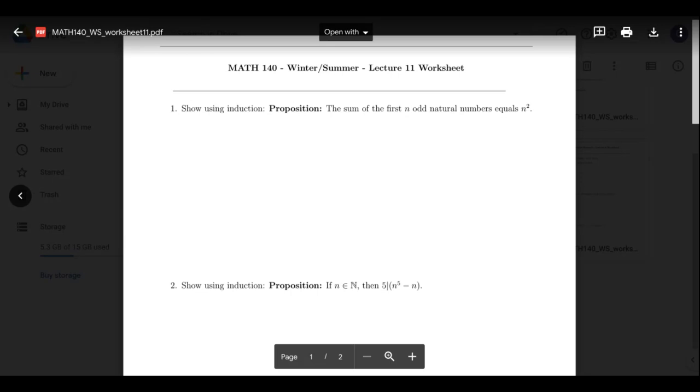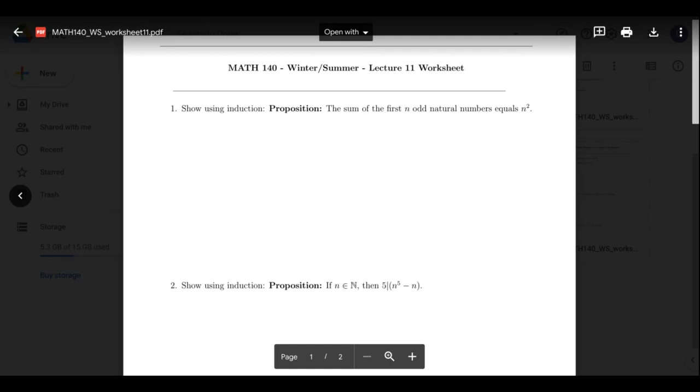Just read more about the P of 1. P of 1 is a statement. Right, so P of n is a statement saying 1 plus 3 plus 5 plus 7 plus up to 2n minus 1, not 2n plus 1. The nth odd natural number is 2n minus 1.